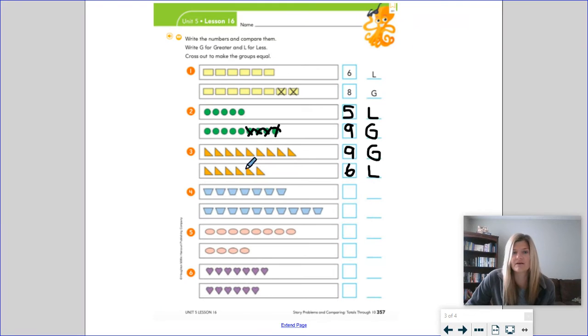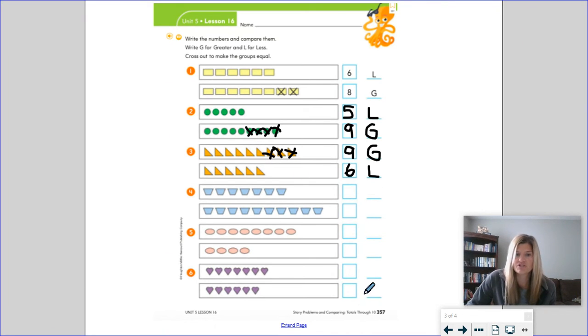Now I need to go back and make the two groups equal. So I start over here and I cross out until I know I have an equal number of triangles. I'm going to stop. Let's count to make sure they're the same. 1, 2, 3, 4, 5, 6. I have 6 on top. 1, 2, 3, 4, 5, 6. I have 6 on bottom. 6 is equal to 6.